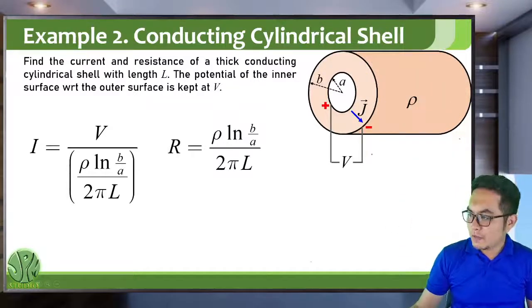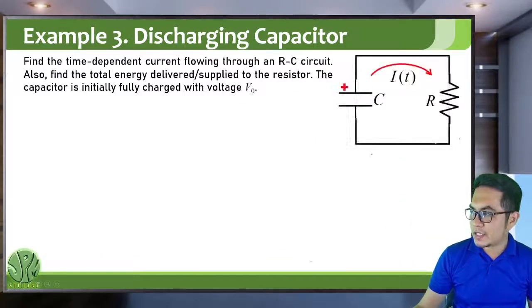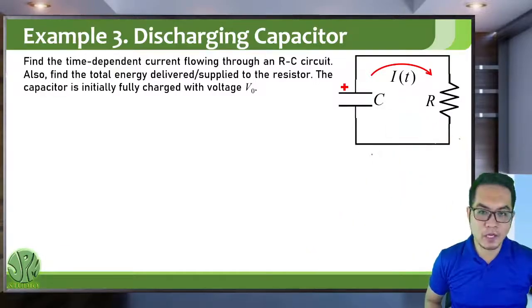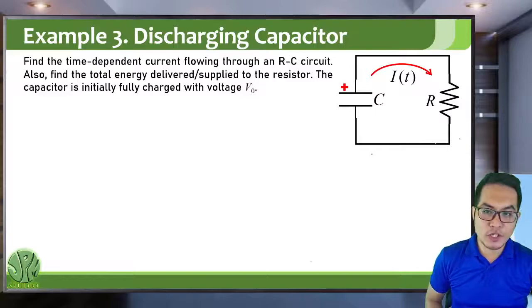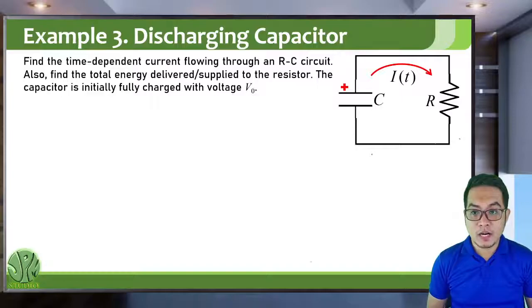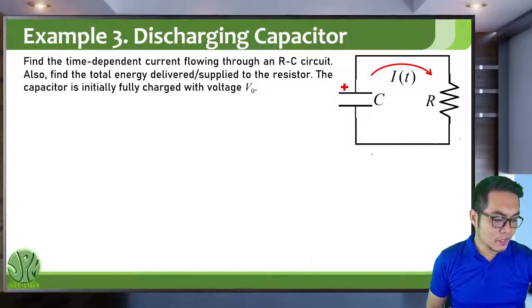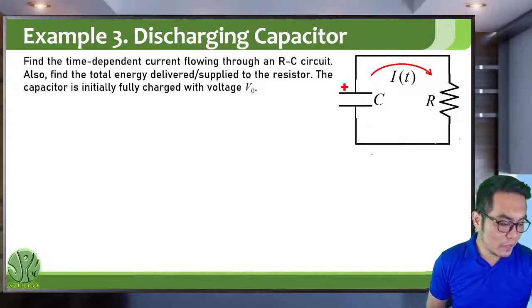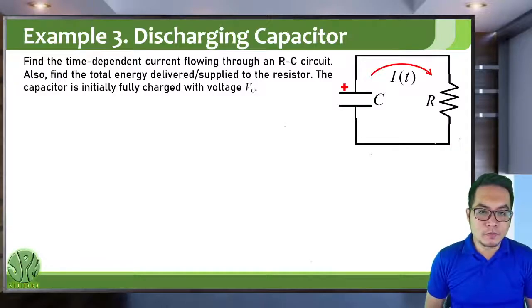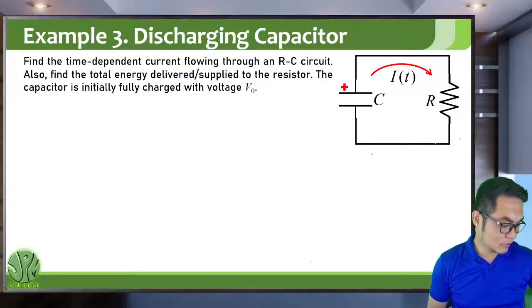Okay. So let's have another example. This is a discharging capacitor. Find the current again, but this time the current is time dependent. If you have a fully charged capacitor in an RC circuit, a resistor capacitor circuit, the capacitor will give all of its energy to the resistor. You are asked to find the time dependent current and the total energy delivered to the resistor.